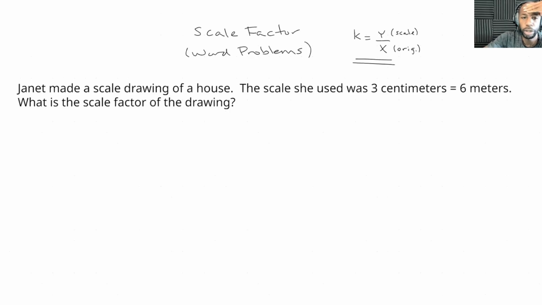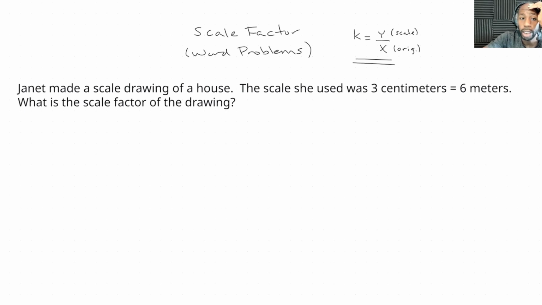Okay, so we have another example here, and let's go over it. I do want you to pause the video on this one to try it yourself, to see if you can replicate what I did in the previous example. You're on your own. Okay, so this example says Janet made a scale drawing of a house. The scale she used was 3 centimeters equals 6 meters. What is the scale factor of the drawing?